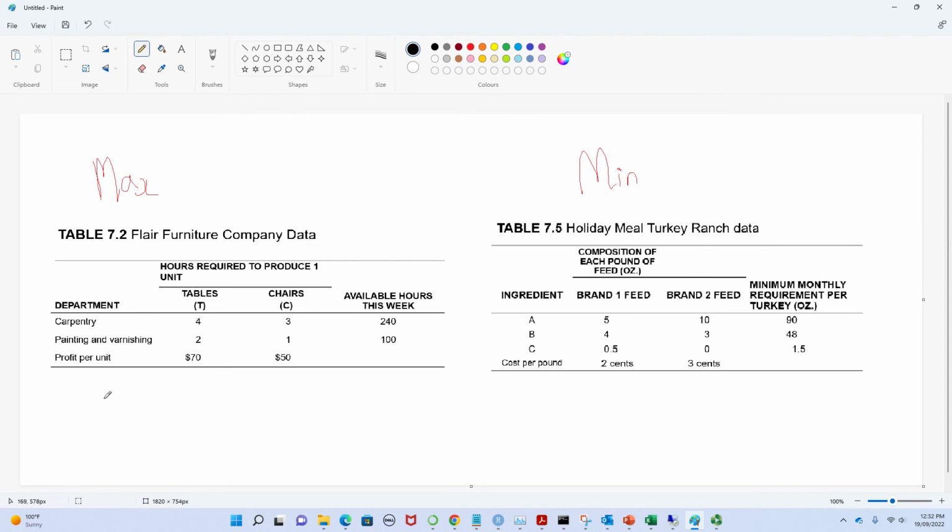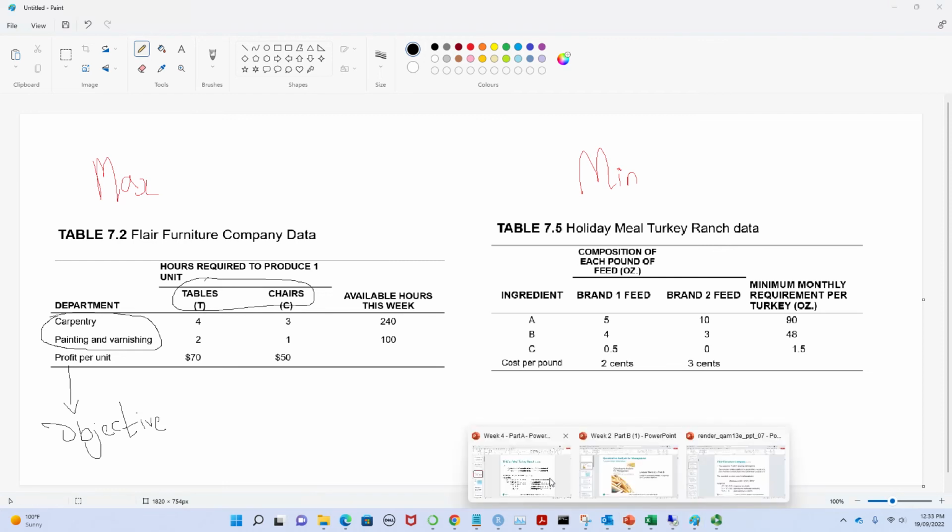Remember your maximization problem. Here was your input: you have two inputs, carpentry and painting and varnishing. Those were your two inputs, and these two were the decision variables. This was your objective, to maximize the profit, and this was the constraint, the maximum they could actually use. So you have your decision variables, your inputs, your objective, and then the maximum hours available. You can't go more than that.